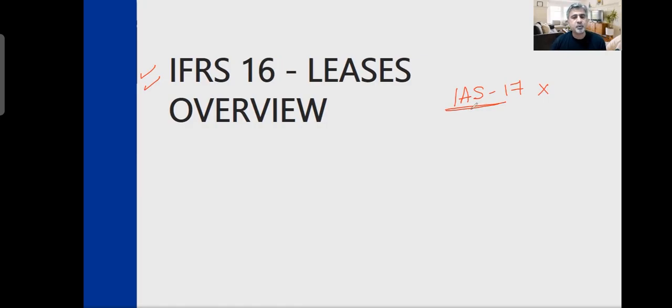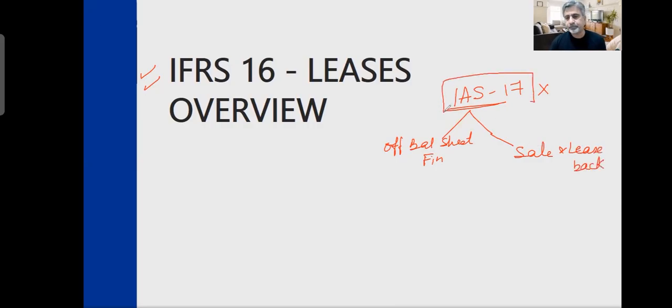And the two major problems which IAS 17 was creating for the users of financial statements were: number one, off balance sheet financing. So this is one problem with IAS 17. It was unable to handle this problem. And the second was sale and leaseback. So these are sale and leaseback transactions. These were the two deficiencies, or you can say lackings, with IAS 17. And therefore, there was a big room for manipulation of numbers. So financial statements were manipulated by using IAS 17 provisions.